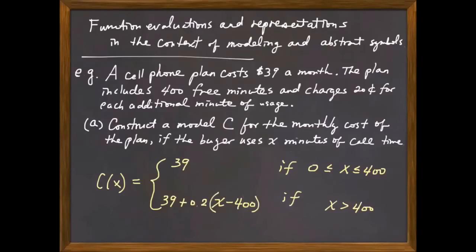How does this actually make sense? For example, if X is equal to 401, you would get 401 minus 400. That's the one additional minute that you use. For that one additional minute, you will multiply it by 0.2 to get that additional charge, which is the 20 cents. This is called a piecewise continuous function. And the domain really matters here. The domain for the first piece is from 0 to 400. And the domain for the second piece is all numbers greater than 400.